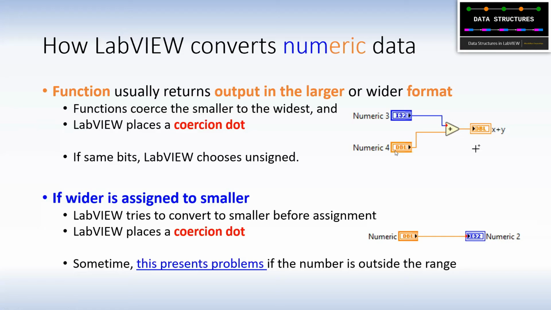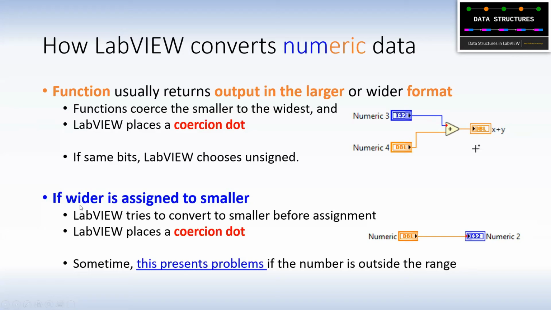When LabVIEW does that, it shows you on your block diagram like this. You see this red dot? It is called a coercion dot. When this happens, LabVIEW takes some extra time to do that. So we always avoid this kind of dot in our program. But sometimes it's not possible, so we use some data conversion functions available in our programming palette. When we put a data conversion function here, LabVIEW does not need to do extra work.